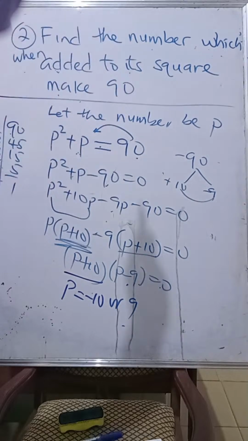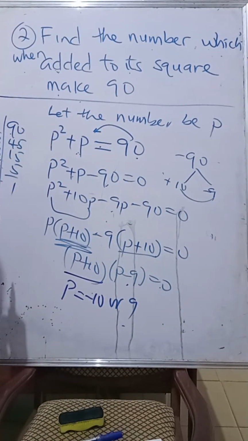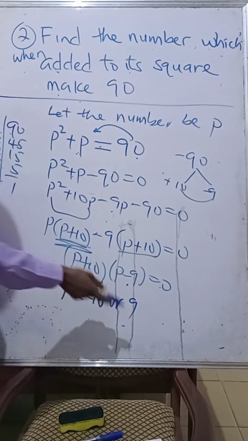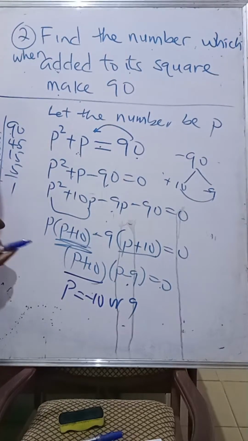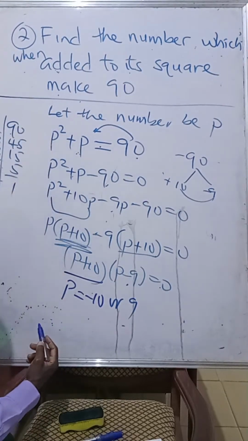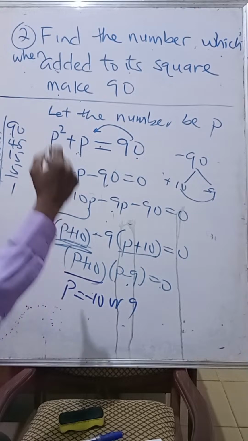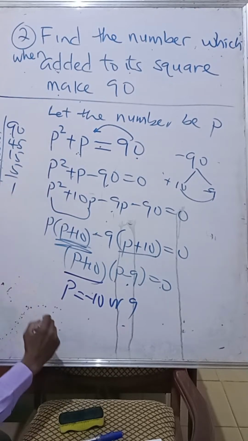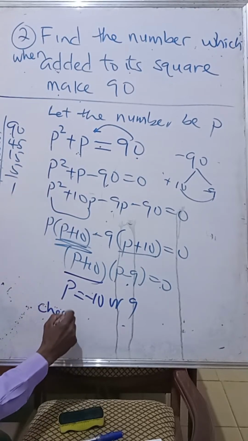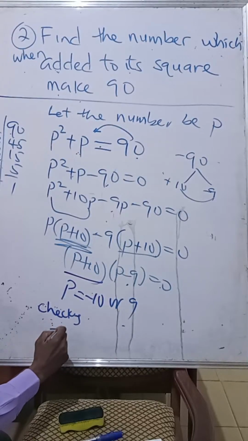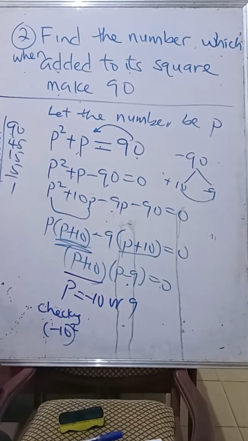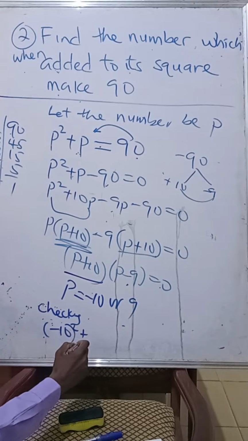Find the number. So the numbers are minus 10 and 9. And we can do the checking. Let's check what we have done so far. If you are doing your checking, if it's minus 10, I'm just checking now. If it's minus 10 squared, plus minus 10.